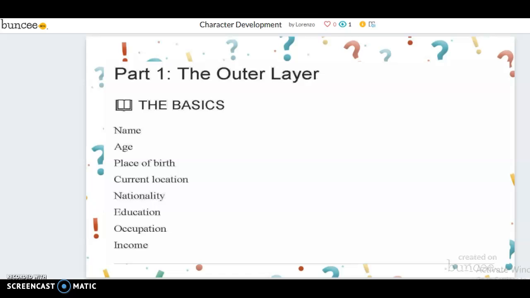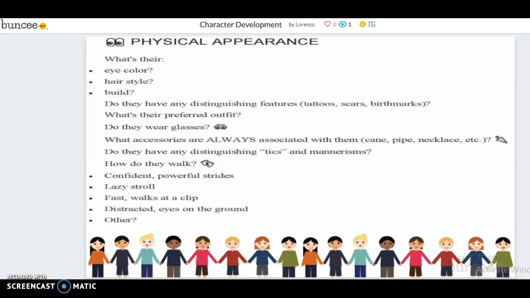And by the way, you can use today's static lesson to get more in-depth detail about character development. But I will go over some major points here. We're also talking about the physical appearance of the character. That's part of the basics. What's their eye color, hairstyle, build. These, of course, are ways that you'll use adjectives to describe the character.